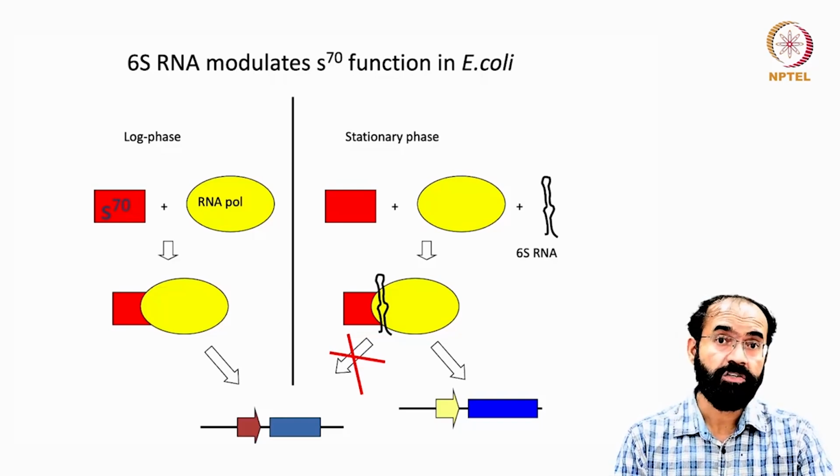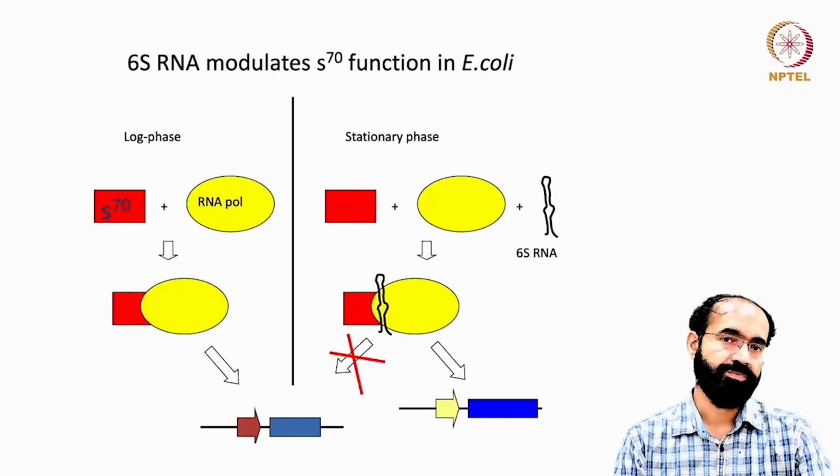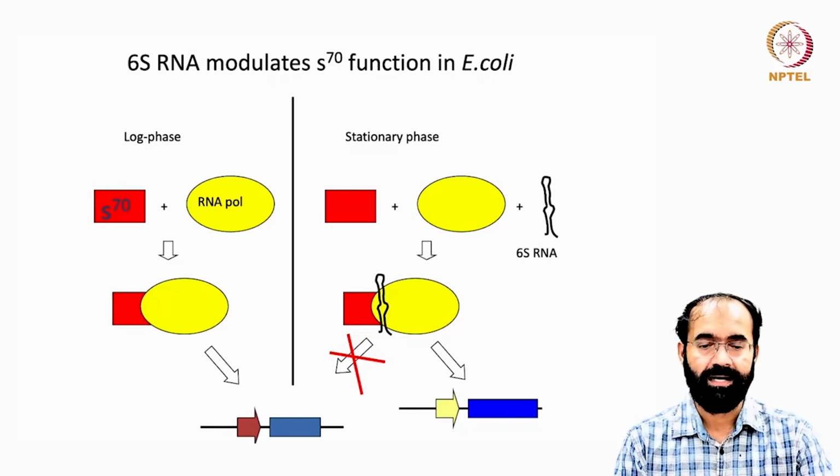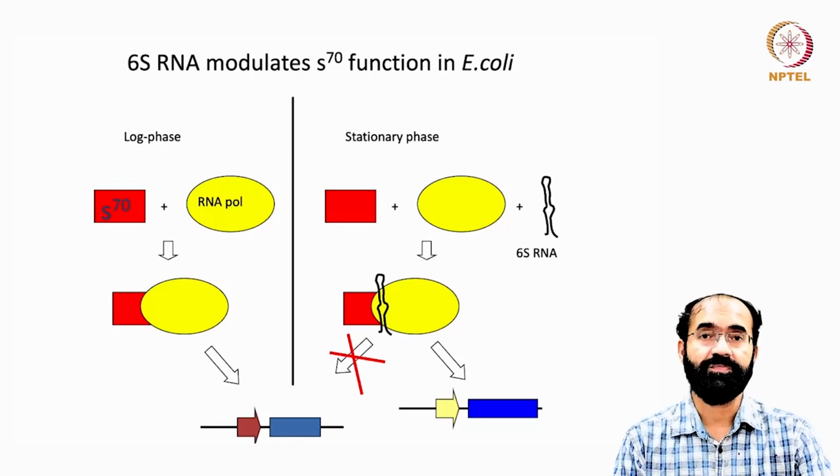So in log phase you have sigma 70 and RNA polymerase turning on a bunch of genes for the survival and maintenance of the organism and utilizing the nutrition. However, once it is in the stationary phase, you don't want such a level of gene expression because there is nothing to utilize.